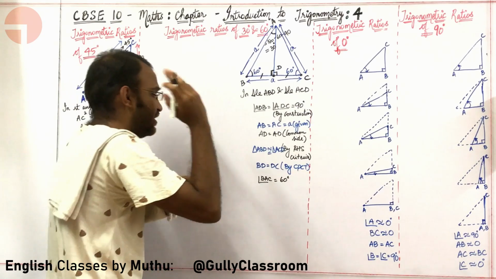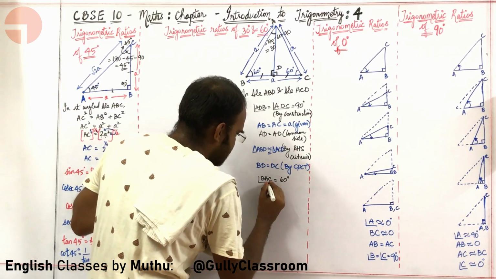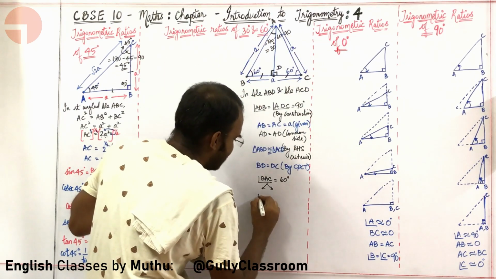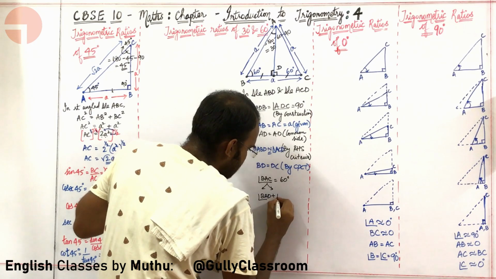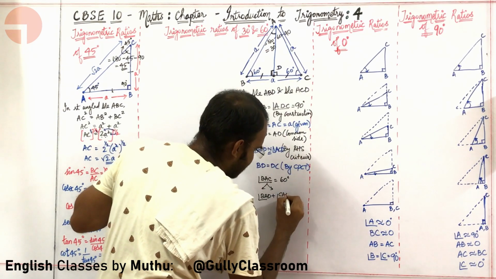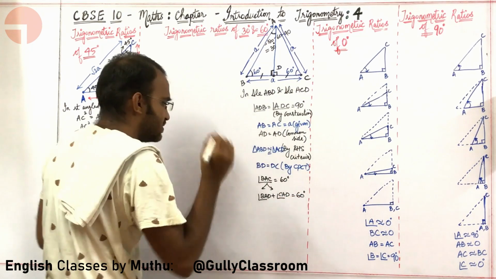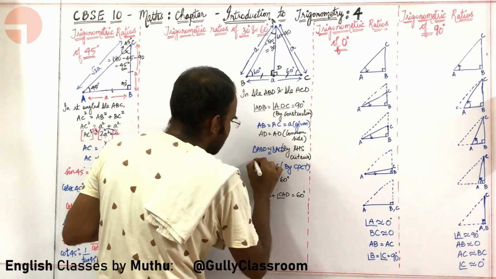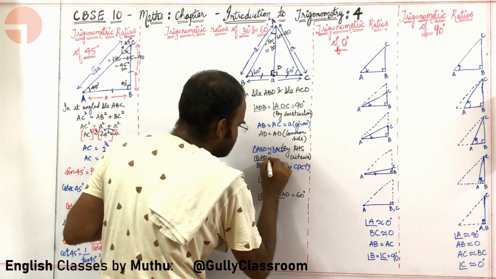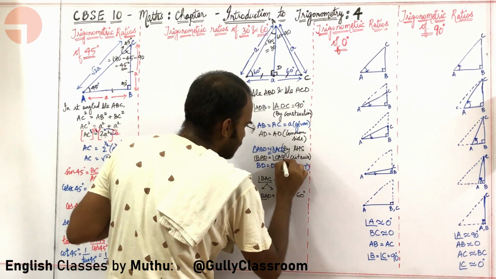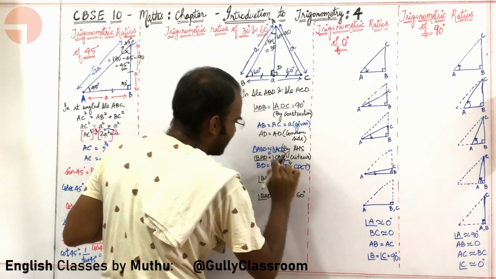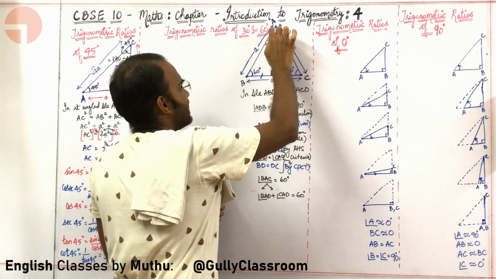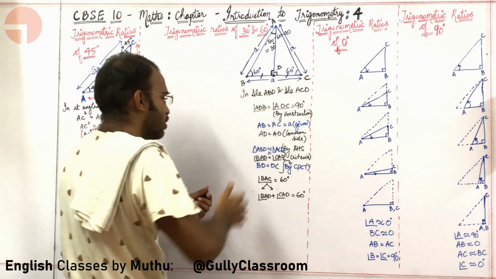It is one of the angles of an equilateral triangle. What next? BAC can be broken into two. BAC is nothing but BAD plus CAD, which is equal to 60 degrees. But BAD and CAD are equal. Why? By CPCT. Angle BAD and angle CAD are equal by CPCT. In these two triangles, this angle and this angle are equal because they both are congruent.